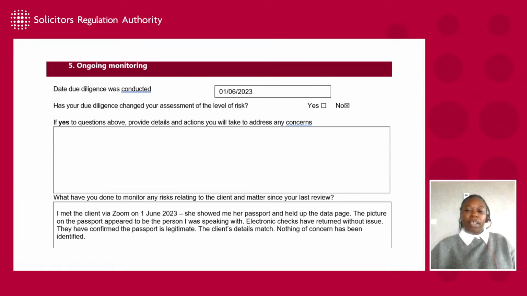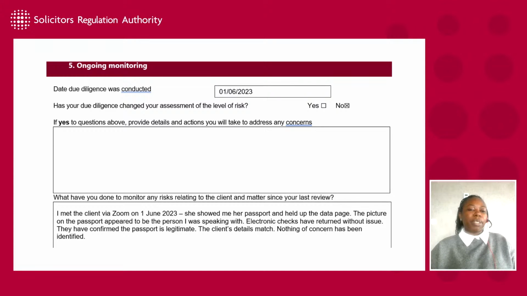Thanks, Declan. Okay, so section 5 of the template looks at ongoing monitoring, which is an essential part of risk management because any communication could bring with it a change in the risk profile of the matter, the client risk, or both.